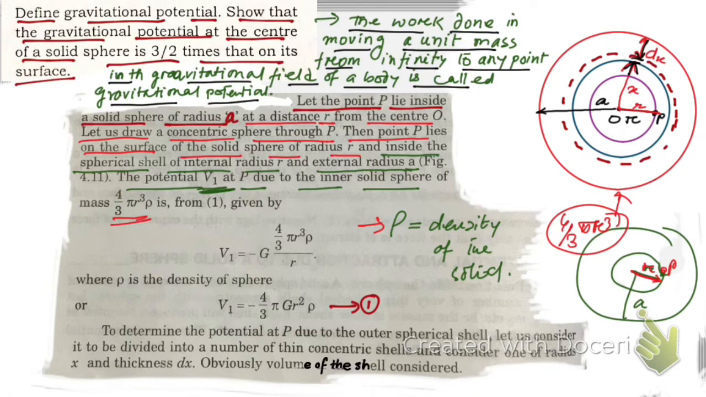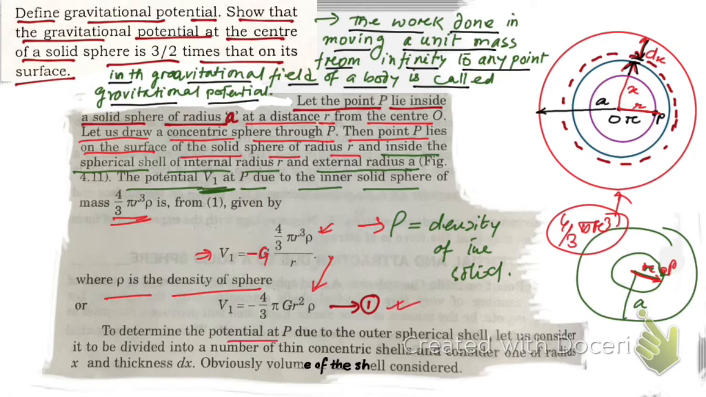And if this is the mass, then the potential V1 is equal to minus capital G times mass divided by the distance of the point from the solid. Here the mass M is given by 4/3 pi r cube rho, right? Rho is the density. Now r cancels r cube to give r square, so this equation becomes this. This is suppose equation number 1, right?